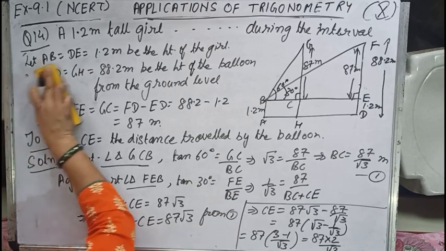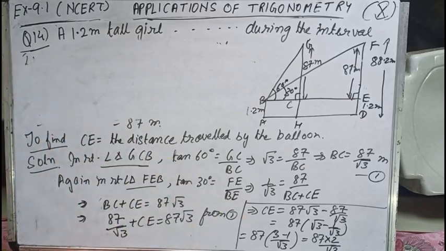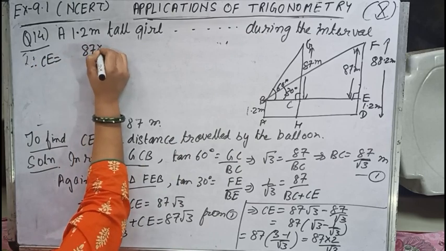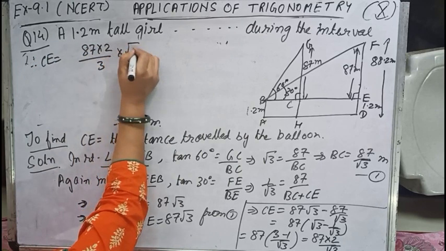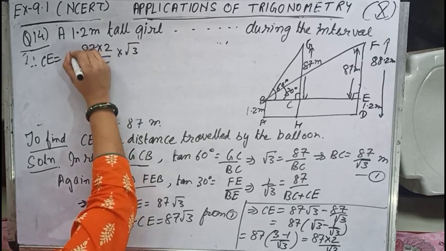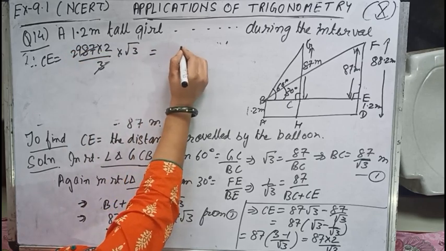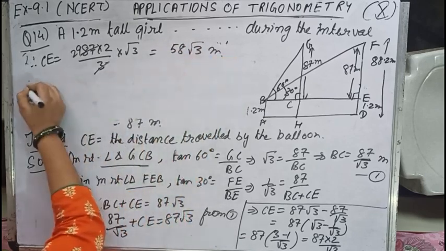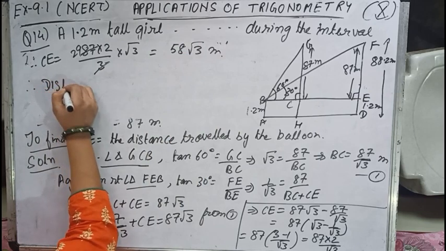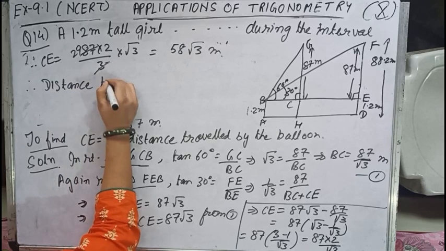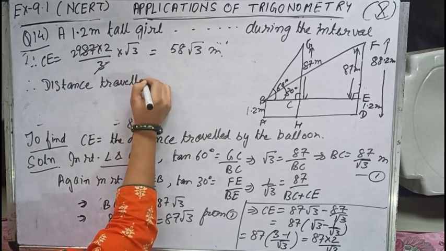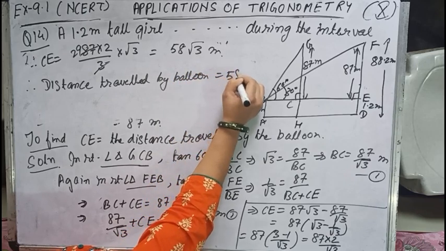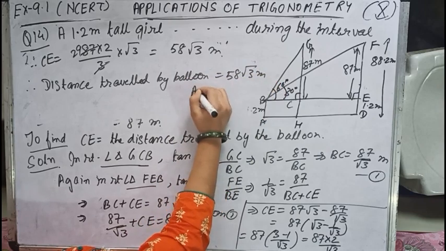Little bit space is required. I am rubbing here. So therefore CE equals 87 into 2 by 3 into root 3. Rationalization I have done. So over here 3 2s are 6, 3 9s are 27, so this will be 2 9s are 18, carry 1, 2 2s are 4, 1 is 5. 58 root 3 meter. Therefore distance travelled by balloon equals 58 root 3 meter, and this one is the answer.